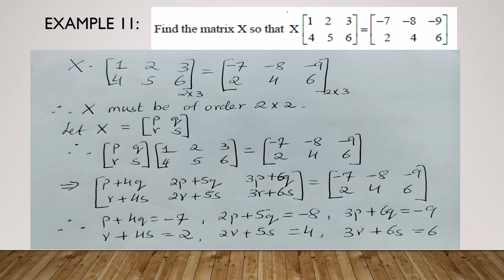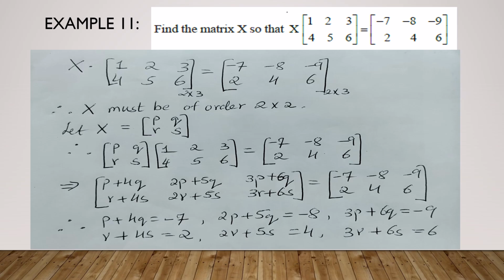So suppose X has elements P, Q, R and S. So you have the matrix P, Q, R, S multiplied by the matrix 1, 2, 3, 4, 5, 6, and the resultant matrix is also given. Now you know multiplication of two matrices: row from the first one, column from the second one. So P into 1 plus Q into 4. This will be the first term. Then the first row second column term will be P into 2 plus Q into 5. So 2P plus 5Q and so on.